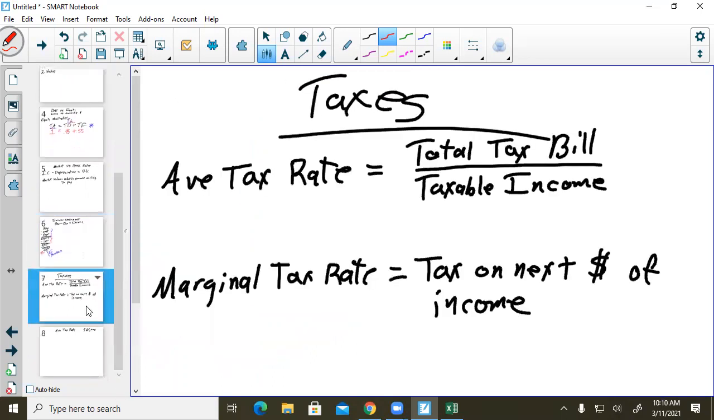So let's talk about taxes. A couple of things I want you to understand about taxes. Really, there's two things. Average tax rate, and that's total tax bill divided by taxable income. The next thing is marginal tax rate. That's the tax on your next dollar of income. I'll give you a second to write that down, and then we'll talk about that.